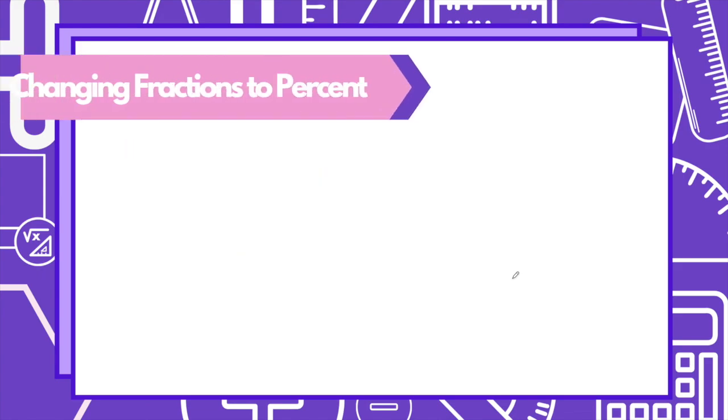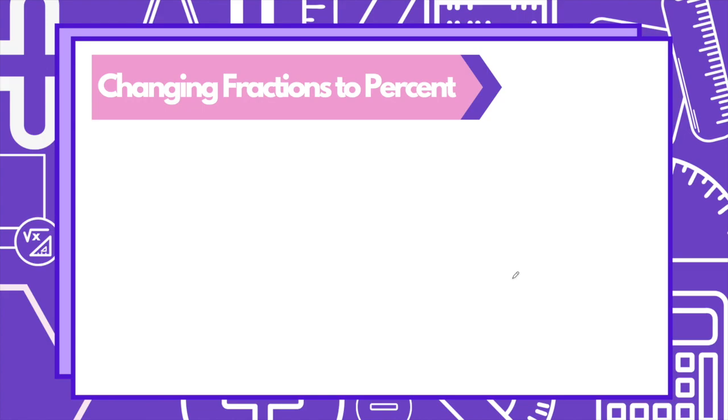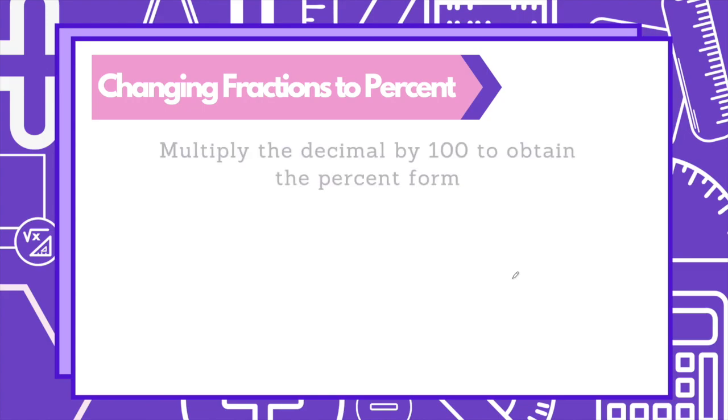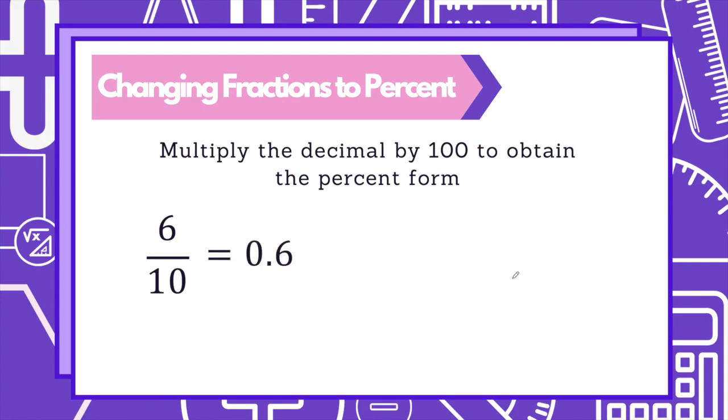Now, if we are to change a fraction into a percent, all we have to do is to multiply the decimal equivalent of that fraction to obtain the percent form. Earlier we have 6 over 10 and we know that it is equivalent to 0.6. Now, if we are to change 0.6 into a percent, all we have to do is to multiply 0.6 by 100 and we will obtain 60%.